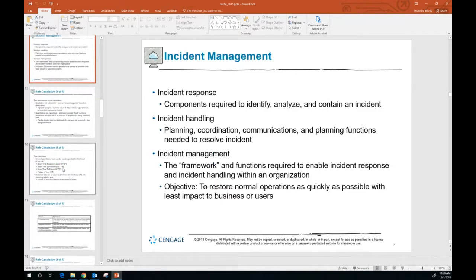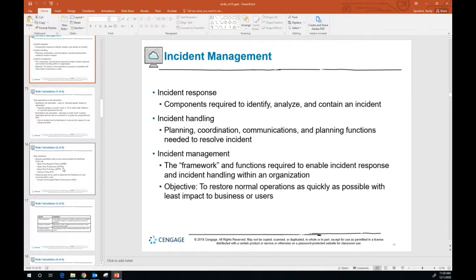Incident management. Incident response can be defined as components required to identify, analyze, and contain an incident. Incident handling is the planning, coordination, communications, and planning functions needed to resolve an incident. So we have incident management. That's the framework and functions required to enable incident response and incident handling within an organization.